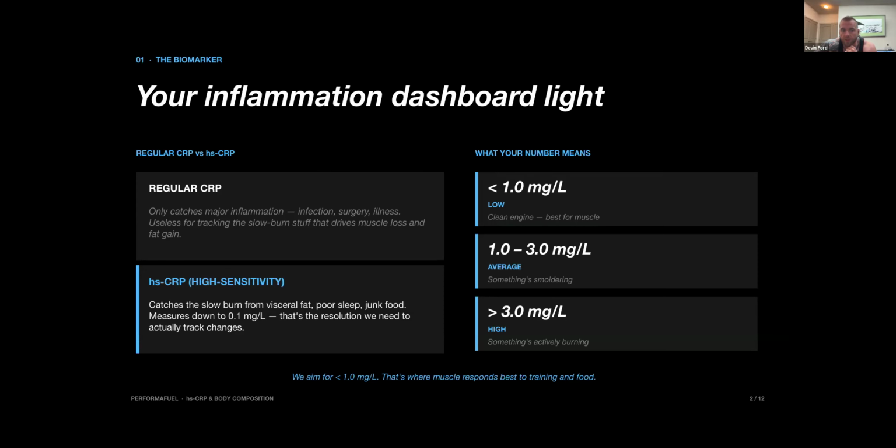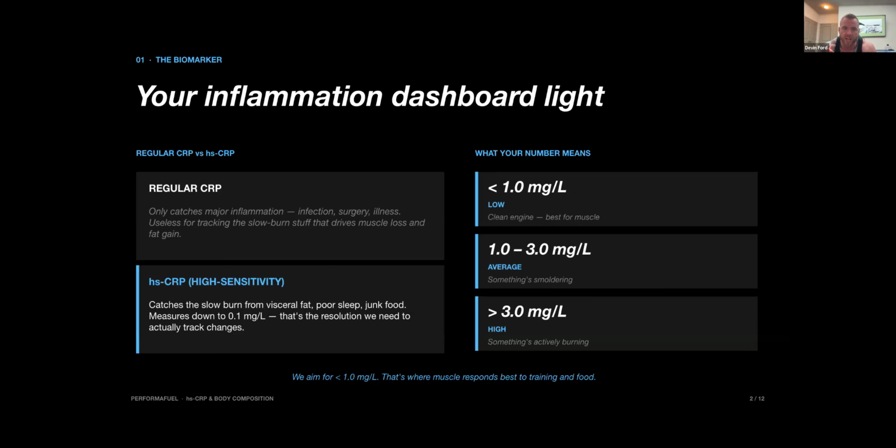Regular C-reactive protein only catches major inflammation. This is like infection, surgery, illness. It's completely useless for us in terms of understanding body composition and metabolic dysfunction. Regular CRP is what they look at when you have, again, a huge infection, huge recovery from illness, or something like Lyme disease. They'll look at it, but it only detects things that are really, really bad, essentially.